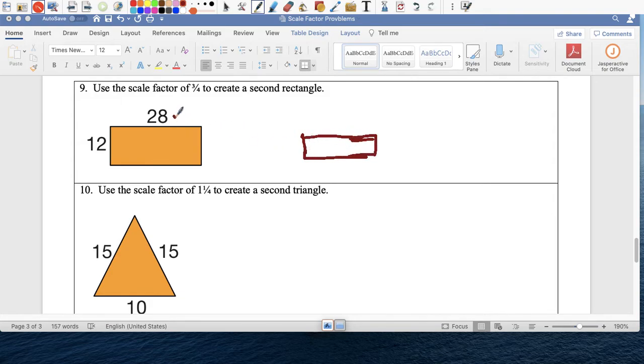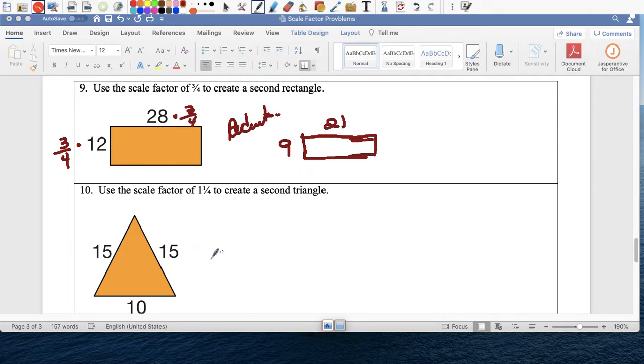So just got to multiply that by 3/4. I'm going to multiply the 12 by 3/4. So 3/4 of 12 is 9. And then 28, and 3/4 of that would be 21. So my new rectangle is going to be a reduction of measurements 9 times 21.